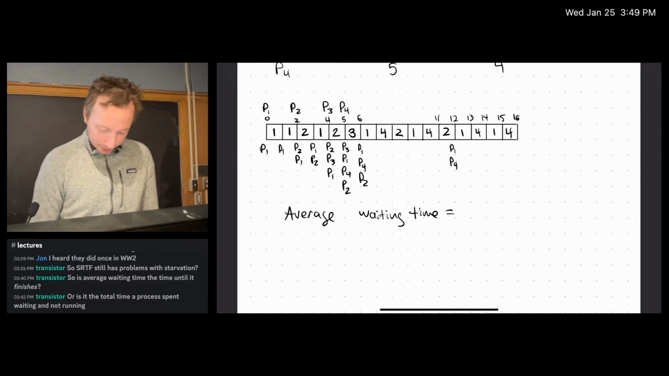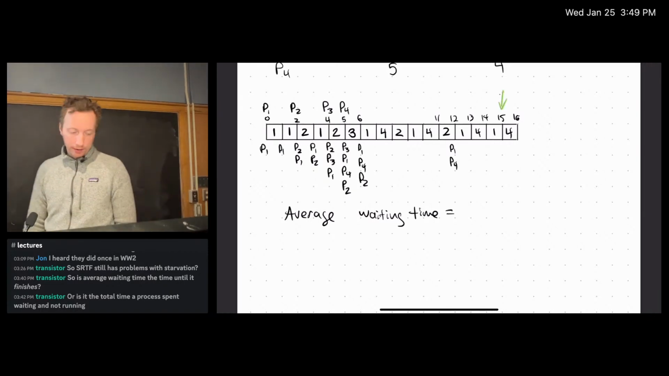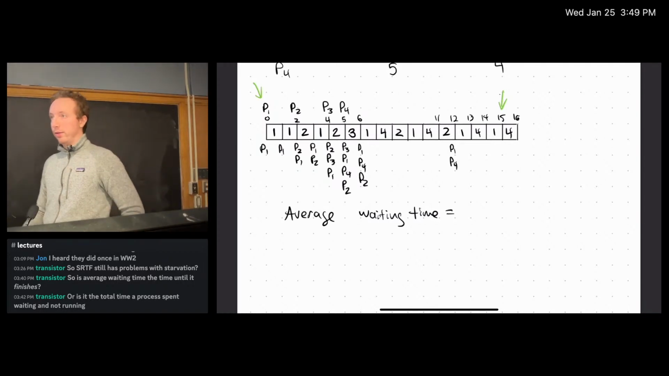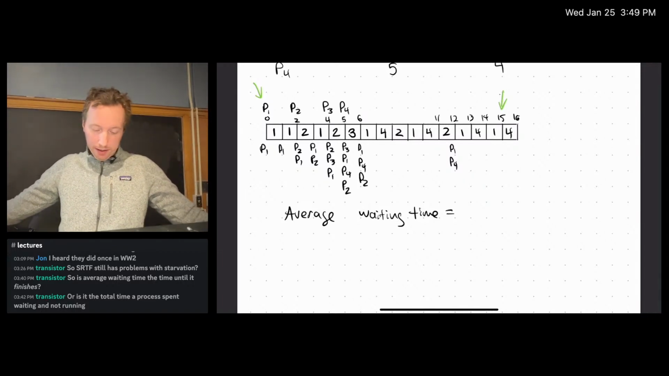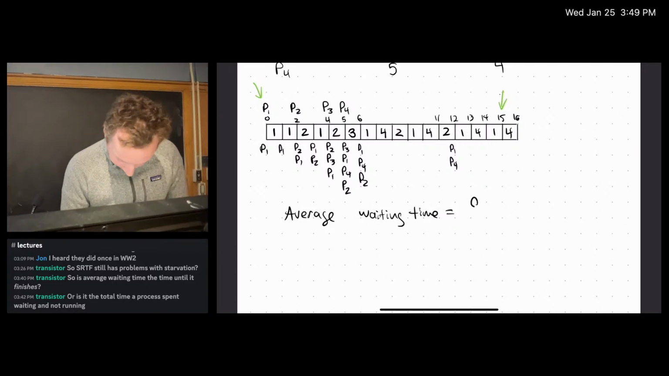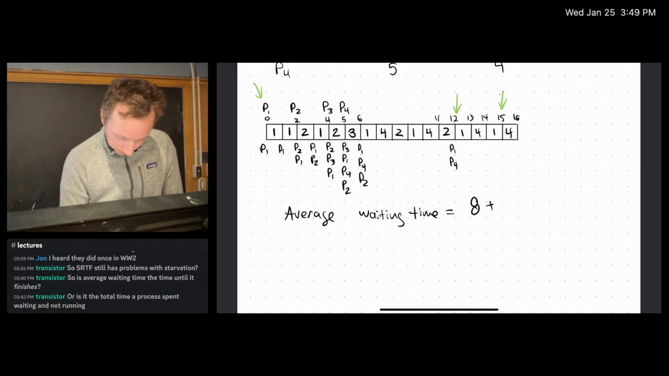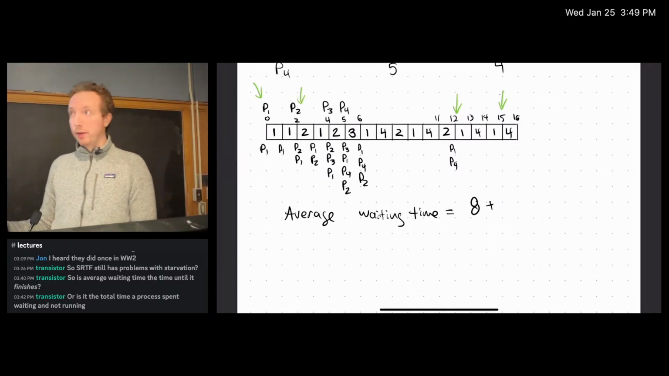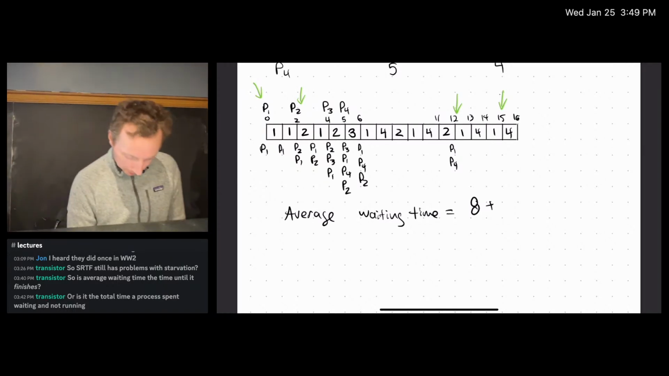So process 1 finished at 15, and it started at 0. So 15 minus 0, it was in existence for 15 time units, and it executed for 7 of those, so it must have waited around for 8. Then process 2 ended at 12, came in at 2, so it was there for a total of 10. It executed for 4, so it must have waited around for 6 of those 10 time units.